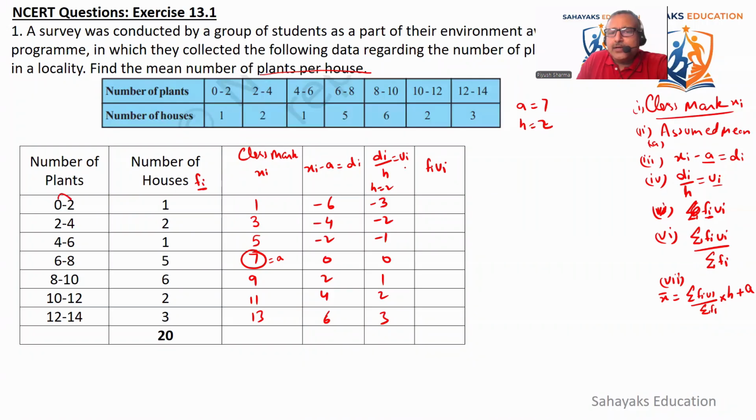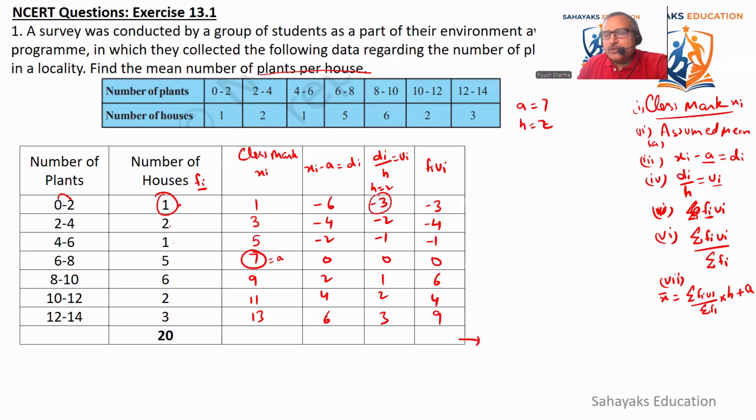So fi into ui. That means 1 into minus 3 is minus 3. 2 into minus 2 is minus 4. 1 into minus 1 is minus 1. 5 into 0 is 0. 6 into 1 is 6. 2 into 2 is 4. And 3 into 3 is 9.